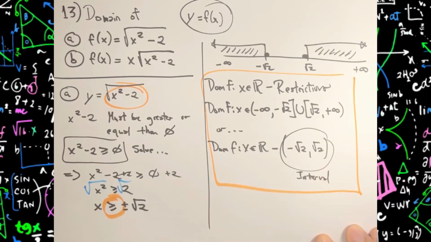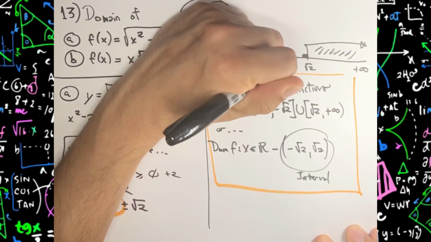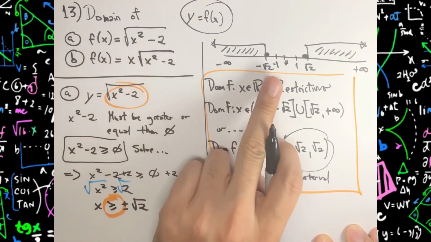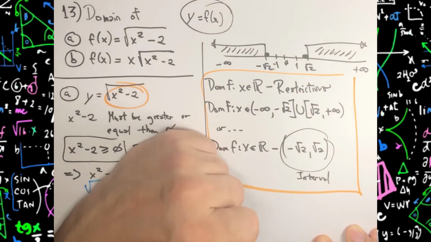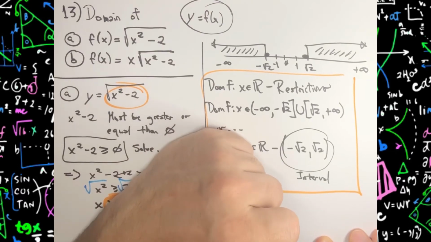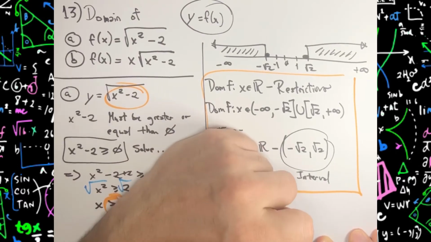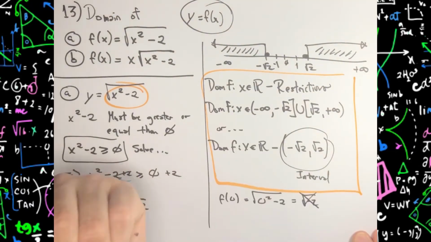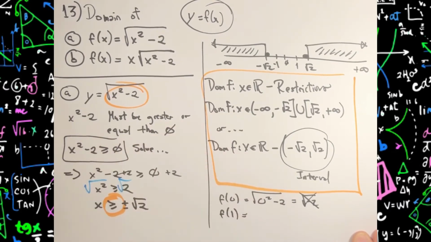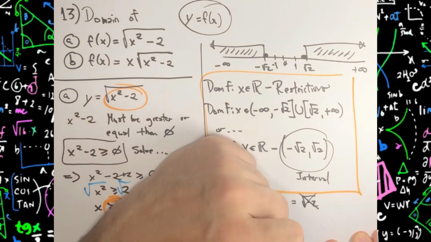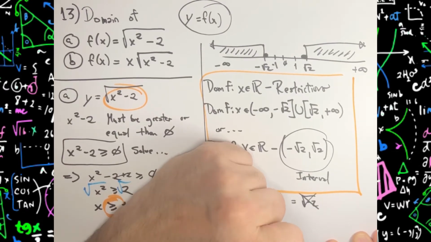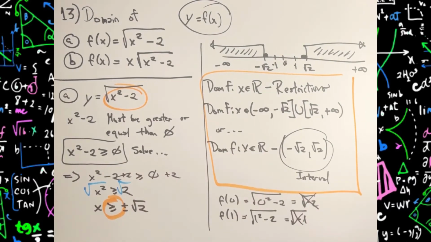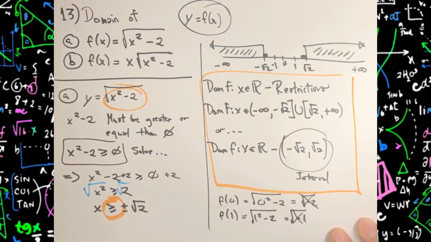Either of them is equivalent. And if you want to test if the interval restriction is correct, you can use minus 1, 0, 1, and plug them into the function. So let's do that. Let's try f of 0, and that's going to result in 0 squared minus 2, the square root of minus 2, which doesn't exist. Let's try f of 1, and this is going to result in the square root of 1 minus 2 equals the square root of minus 1. It doesn't exist as well. Therefore, the restriction is correct.